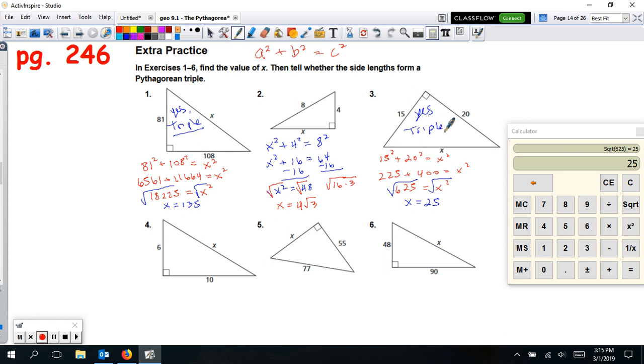All right, you might want to pause the video at this point and try 4, 5, and 6 on your own. You should have seen me do 1 through 3, so you should be able to do 4, 5, and 6, no trouble. Go ahead and try those, and then play the video again and check your work.